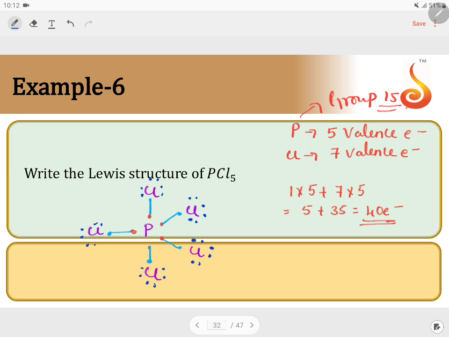Count the number of electrons. Totally, you get 40. Each chlorine is satisfying the octet. But if you consider phosphorus, phosphorus has 10 electrons, which exceeds the octet. In some cases, the central atom can have more than 8 electrons. This is one of the examples.